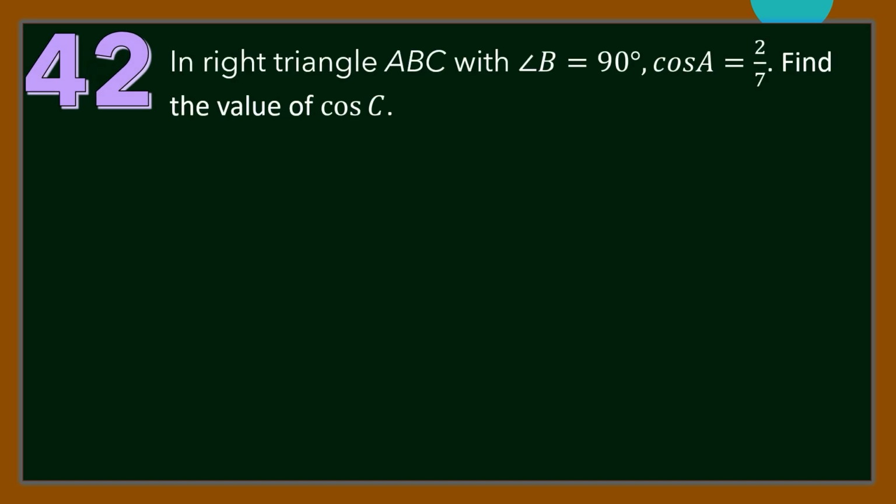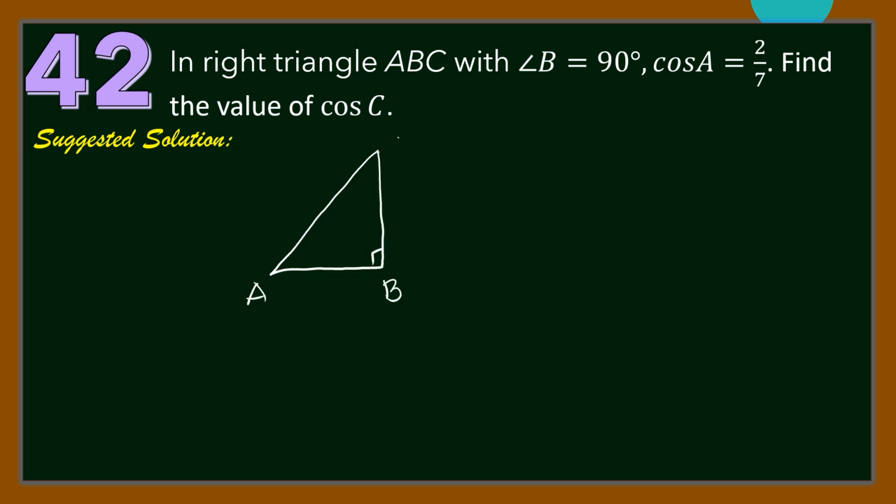Number 42. In right triangle ABC with angle B equals 90 degrees, cosine A equals 2 over 7. Find the value of cosine C. Here is our suggested solution. Let us draw right triangle ABC with B as the right angle. So we have angle A, angle B, and angle C.